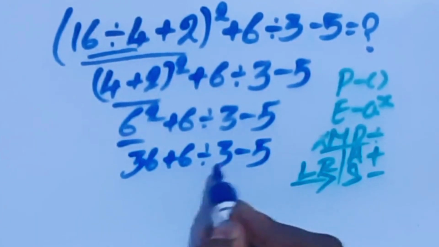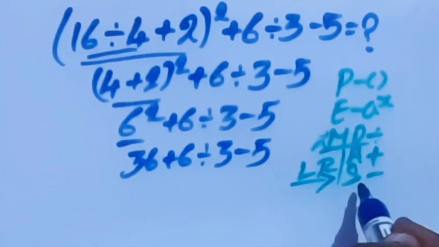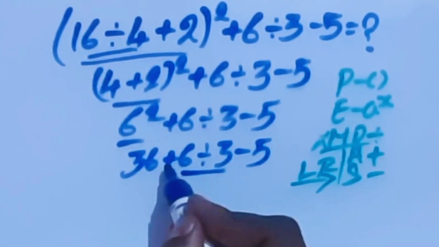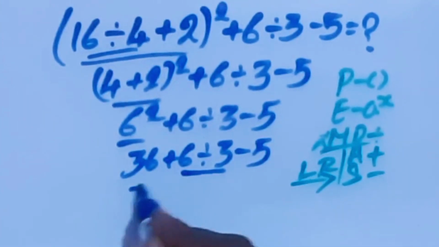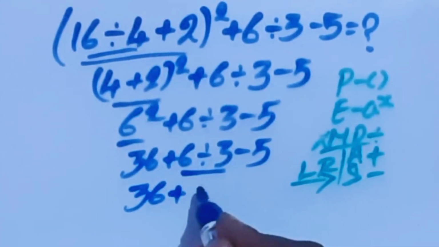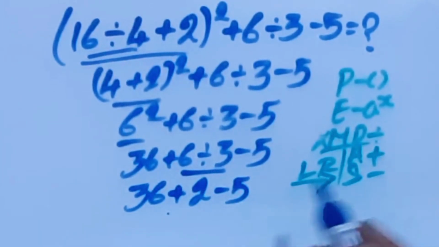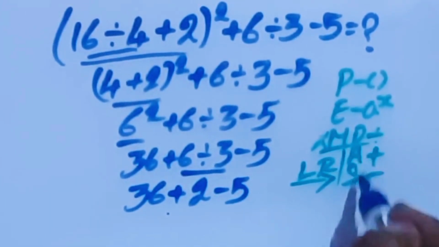Here we have addition, division and subtraction. Here division is higher priority than this addition and subtraction. So we have to do this division before this addition and subtraction. Here 36 plus, here 6 divided by 3 is 2, minus 5. Here we have addition and subtraction. Here both are equal priority, addition and subtraction.